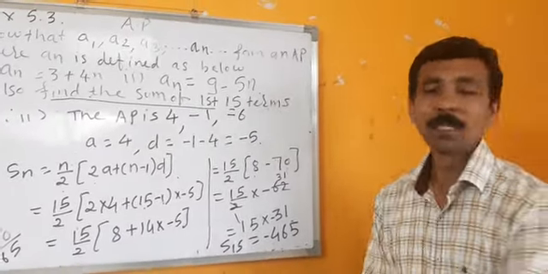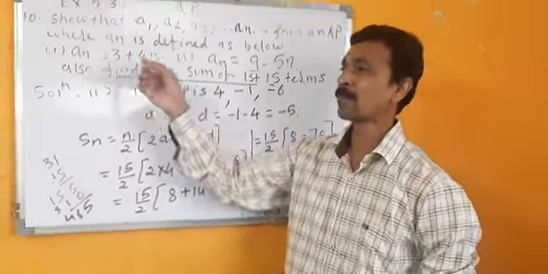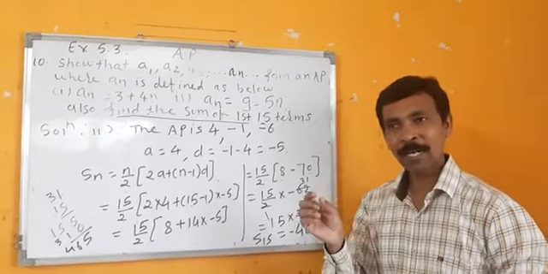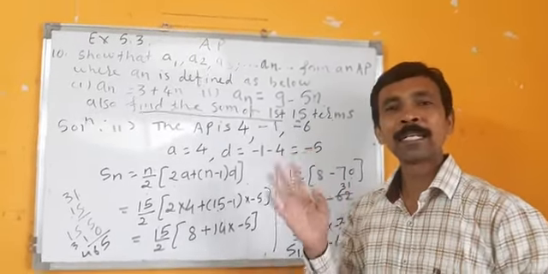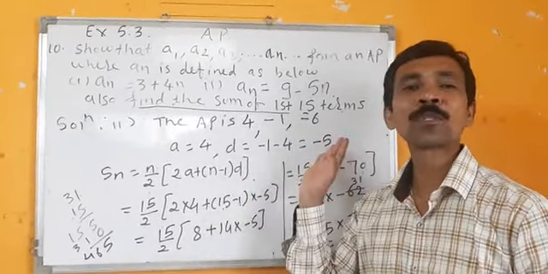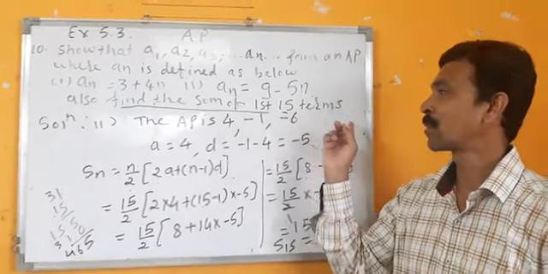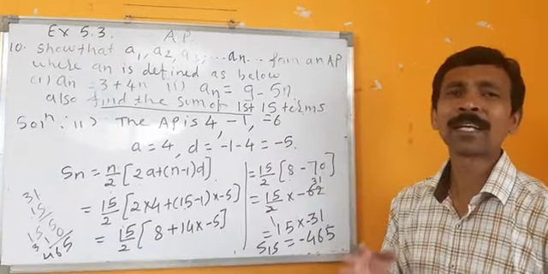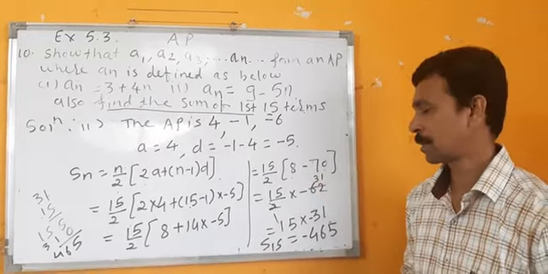So always, when we see a sum of this type where only the equation is given and the values of a and d are not given, this is the procedure to find the sum of the first 15 terms or any number of terms. It can be 18 terms, 20 terms.